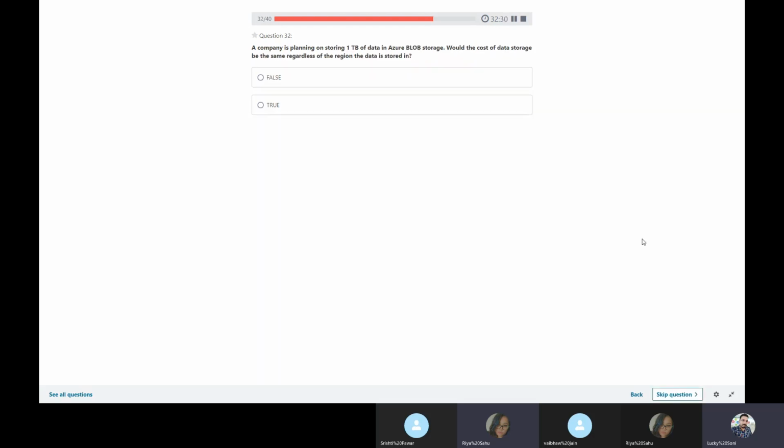Okay, question number 32, please. A company is planning on storing 1 TB of data in Azure Blob Storage. Would the cost of data storage be the same regardless of the region the data is stored in? So tell me guys, what should be the answer? False. Okay. How exactly? Because it is asking regardless of the region the data is stored in, but I think it varies from region to region. Yeah, right. Correct answer only.